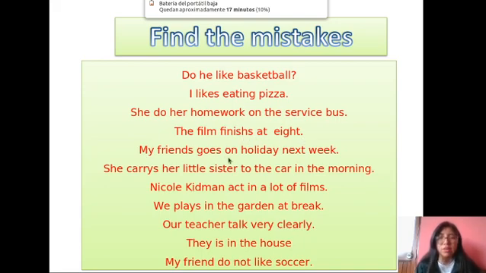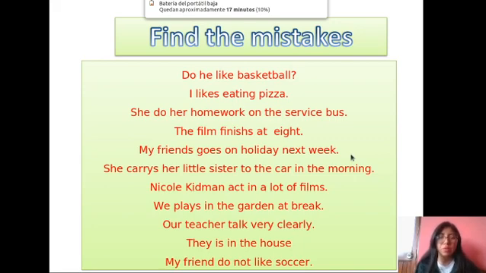My friends goes on holiday next weekend. What is the error here? That's right. Here you have my friends. That belongs to the subject they. My friends pertenece al sujeto they, okay? Por lo tanto, we don't have to use goes, okay? In this case, we only have to use my friends go on holiday next weekend, okay?